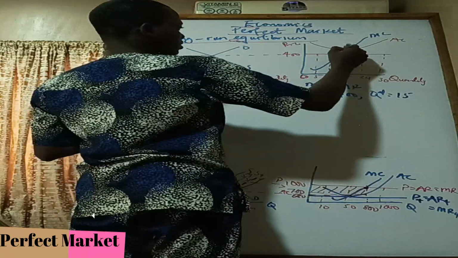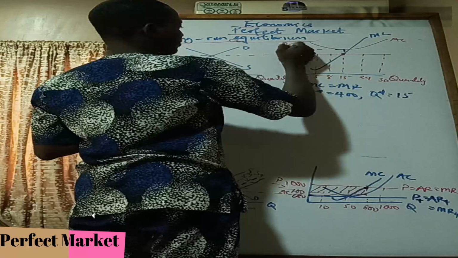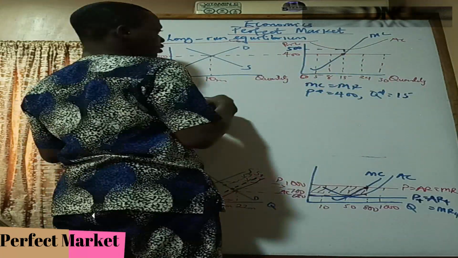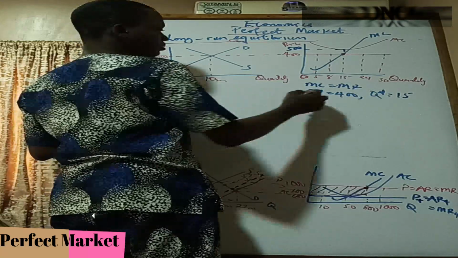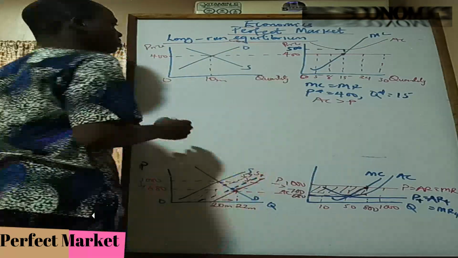So we trace this 15 units to the AC, then we get this point out. This can be 500. So they're having a loss because, of course, your AC is greater than price. So I think this should be kind of okay.